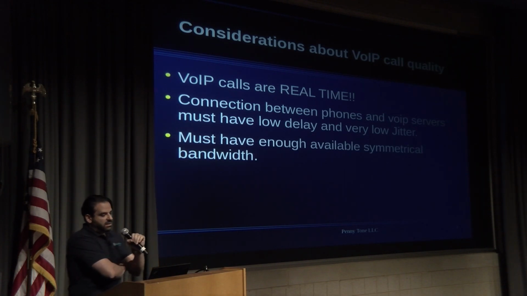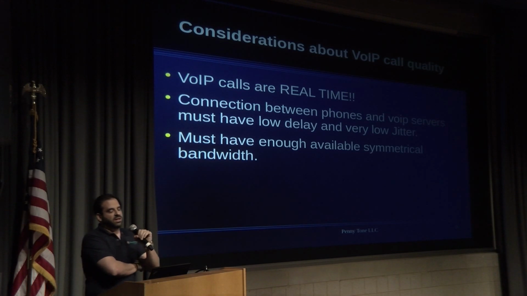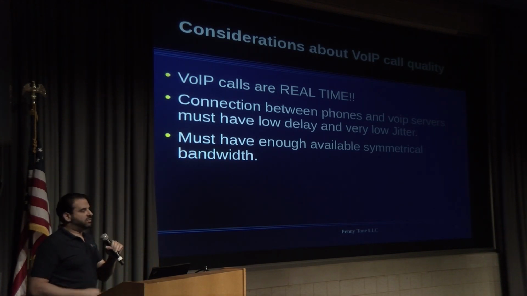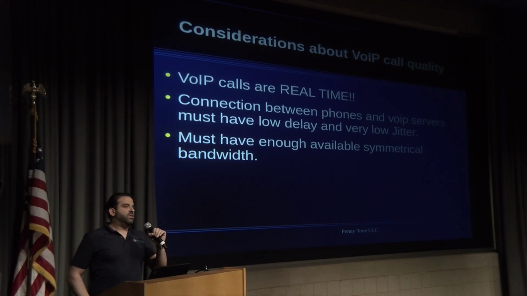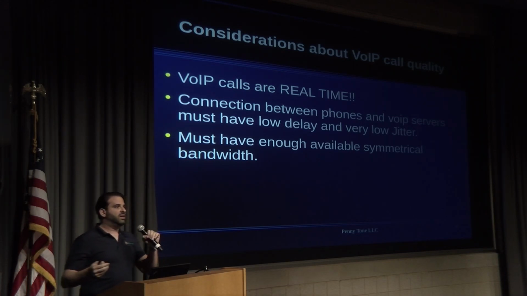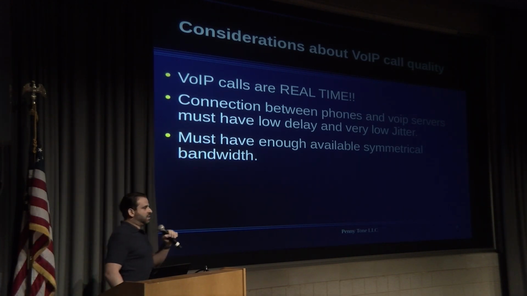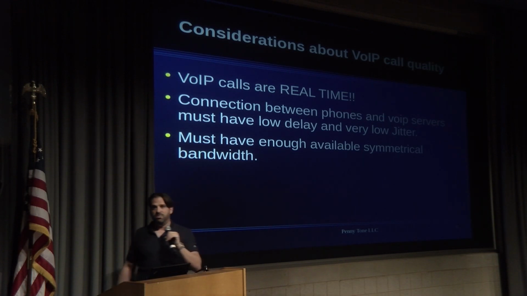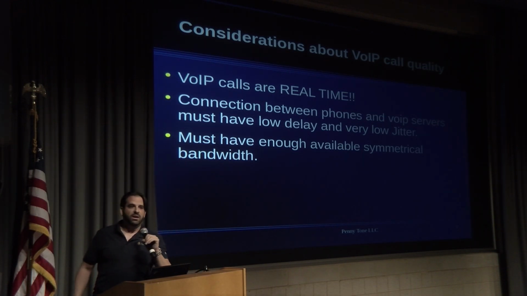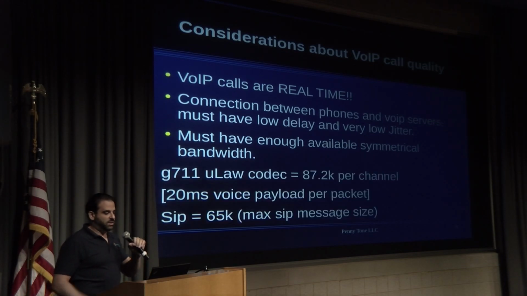Another thing to consider is you must have enough symmetrical bandwidth for the users, because VoIP is actually symmetrical. So the calls that you make are going to be at 88K on a specific codec, and you're also going to be receiving 88K. So it is symmetrical. So if you have a customer with 1,000 megs of download speed, but only 1 megabit of upload speed, you can only push as much as your upload. Again, it's symmetrical, so keep that in mind.